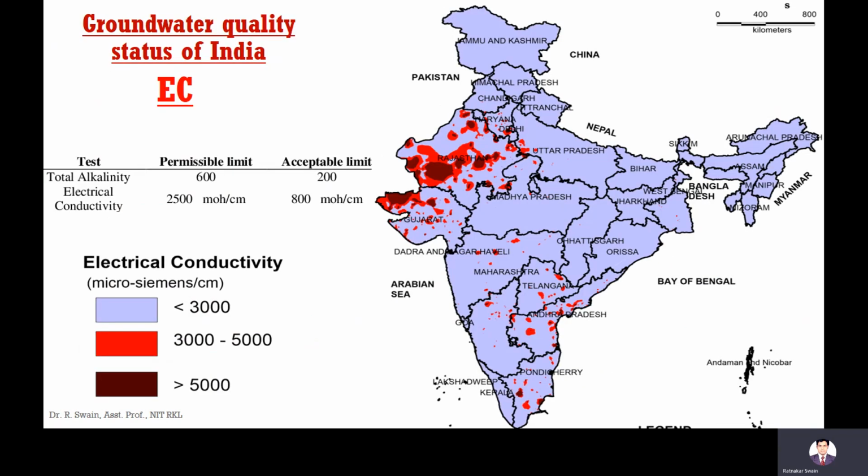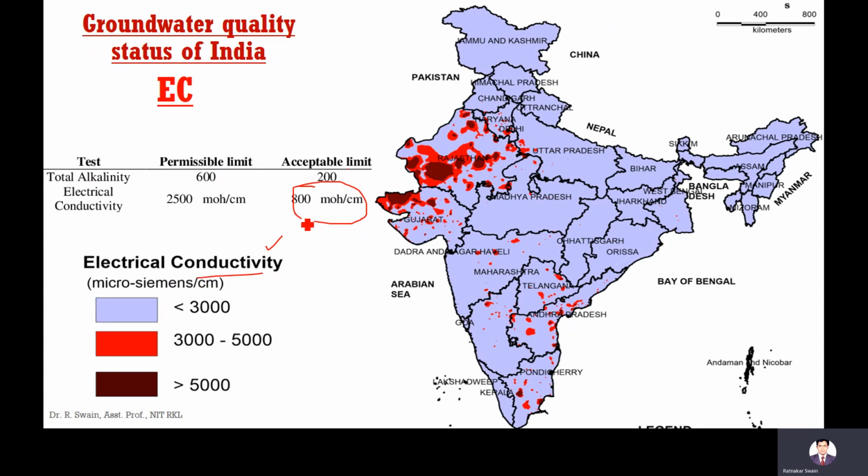Next is electrical conductivity. Acceptable is 800 mho per centimeter. Mho is a unit, like ohm. Conductivity is the reciprocal of resistivity. Ohm is the unit of resistance, and the reciprocal of resistance is mho.